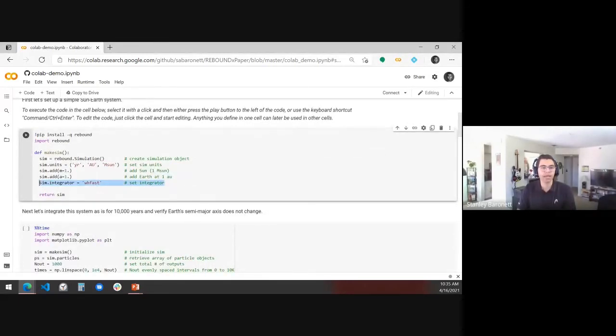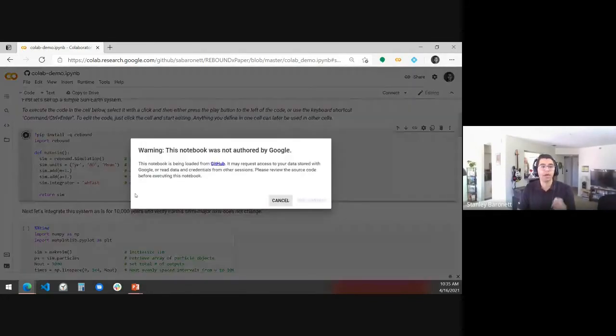And then we can set an integrator here, which in this case we set to be WHFast, which is pretty accurate for what we need to do, and it's going to run very quickly. So to execute the cell, all you do is simply click this play button here, or if you're familiar with Jupyter notebooks, you can hit Control or Command Enter if you have the cell selected. So I'll just go ahead and click this play button.